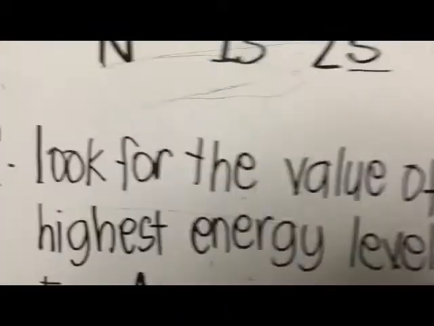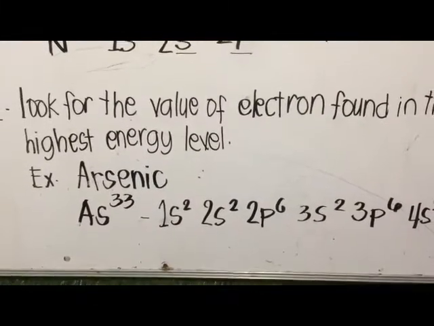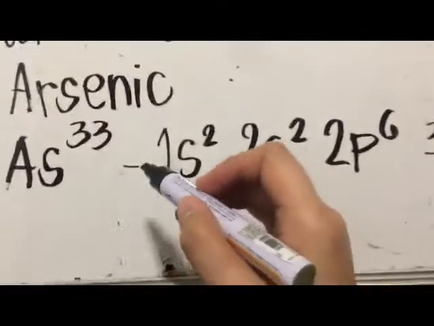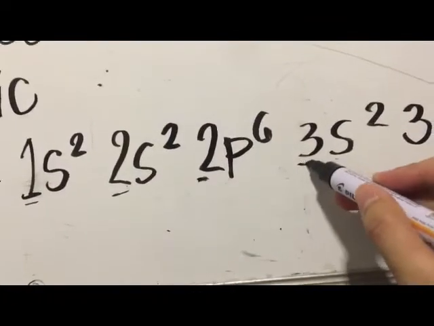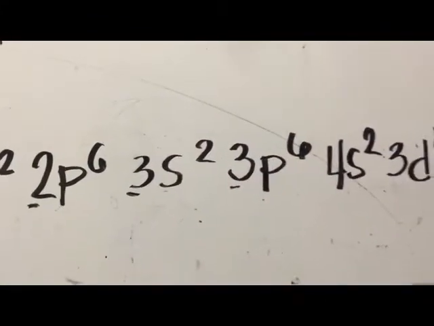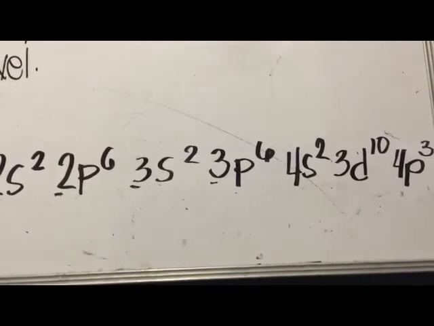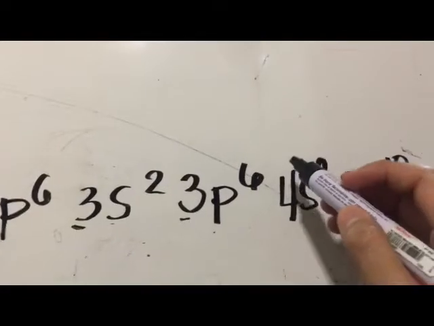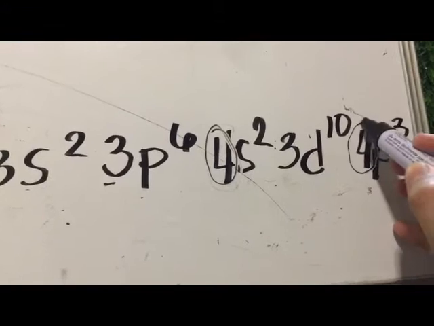Now, sabi dito, look for the value of the electron found in the highest energy level. So, nasaan naman dyan yung energy level? When you say energy level, ito yung mga yun, no? Ito yung mga energy level. Diba? They are represented by numbers. Okay? Ito namang mga letters, they are sub-levels. So, which one is the highest energy level? Anong pinakamataas na energy level meron tayo sa electron configuration na to? We have 4, right? So, we have 4 here and another 4 here.